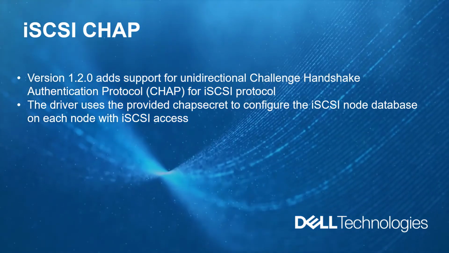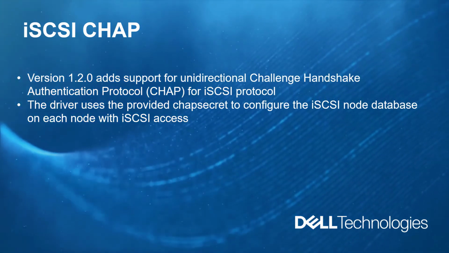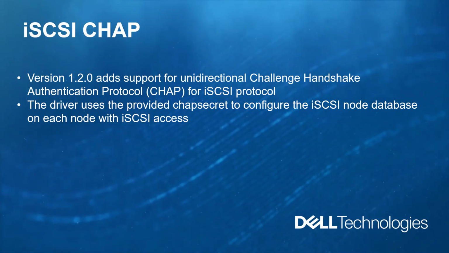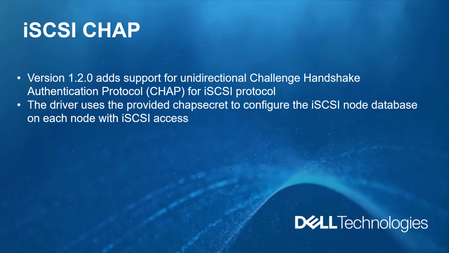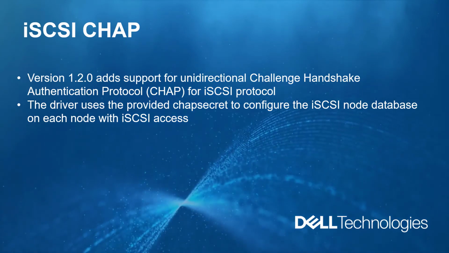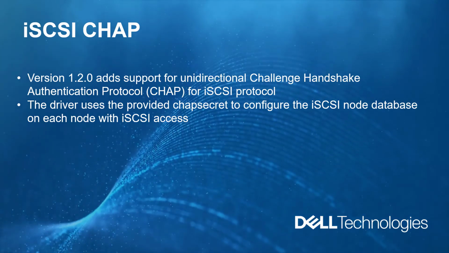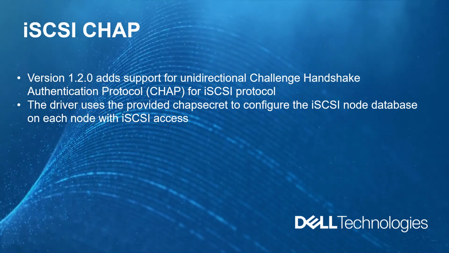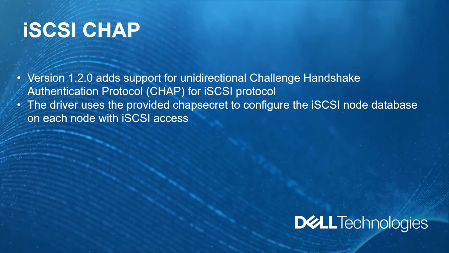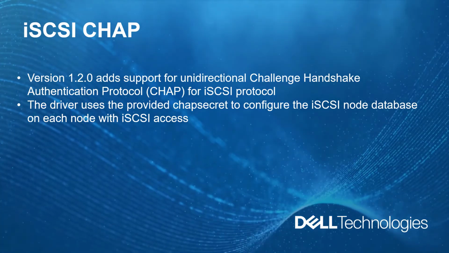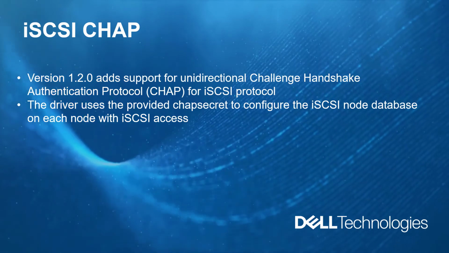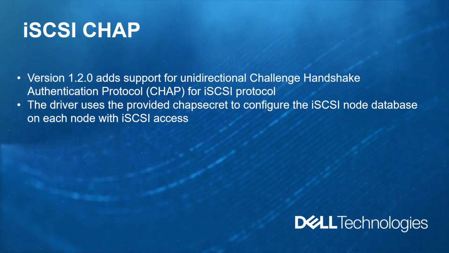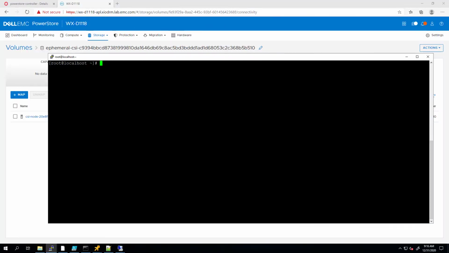The next feature is iSCSI CHAP. Version 1.2 adds support for iSCSI CHAP authentication for iSCSI protocol. The driver uses the provided CHAP secret to configure iSCSI node database on each node with iSCSI access. In order to enable CHAP authentication, first of all, we need to create a secret called powerstore-creds with the key CHAP secret and CHAP user set to base64 values.